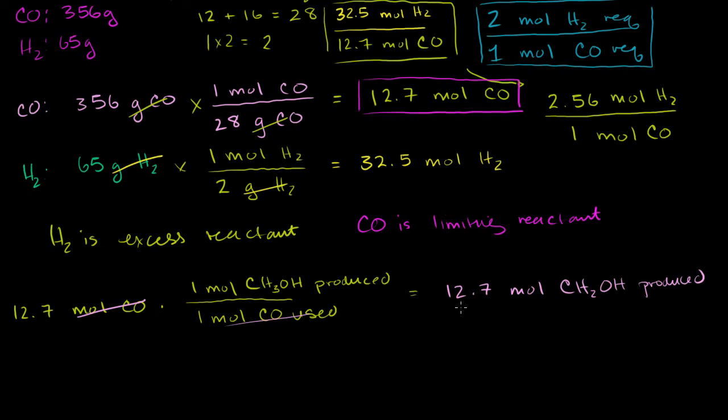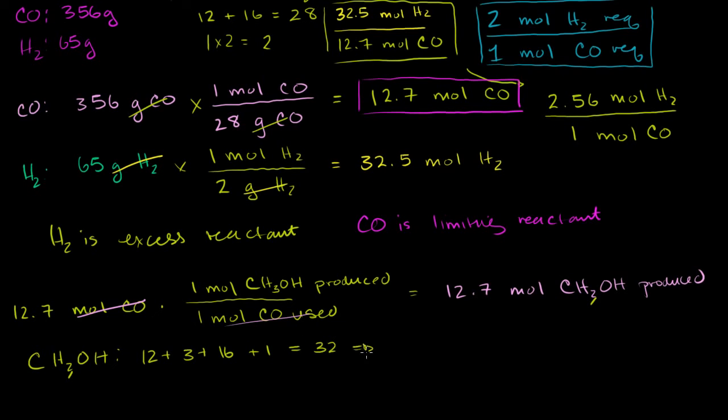And now we just have to figure out the mass of 12.7 moles of methanol. We think about the atomic weight. If you look at methanol, CH3OH, its atomic weight is 12 plus 3 times 1 plus 16 plus 1. So this is 20 plus 12, which is equal to 32.